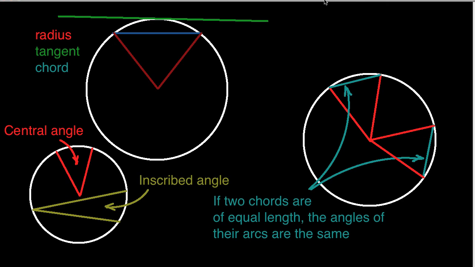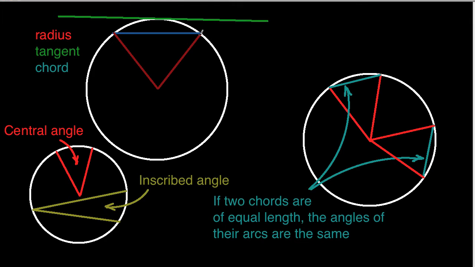I want to talk about chords, angles, and circles. We've already discussed to some degree that if we have a circle, let's look at this circle here, the white circle drawn. We know that the radius of the circle is the line that goes from the center of the circle out to the edge of the circle.